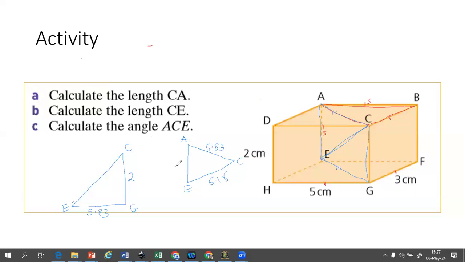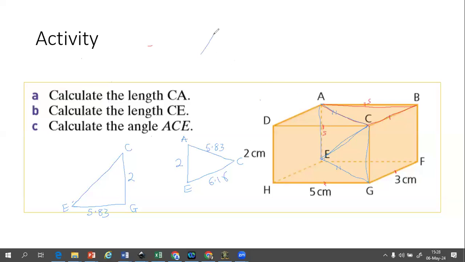A to E? 2. Okay, good. Now, what are we going to do? What do you want to use? Do you want to first use the cosine rule, or do you want to use the right angle triangle? Cosine rule. Good.